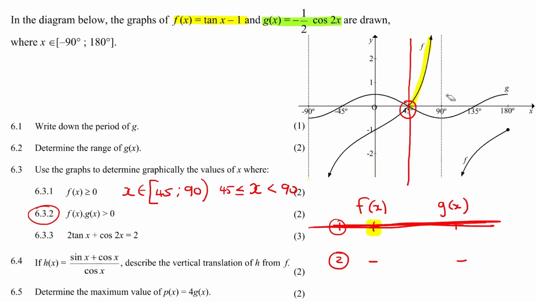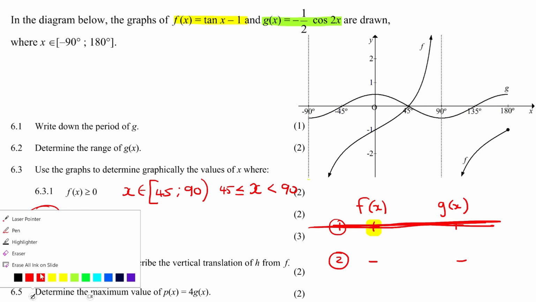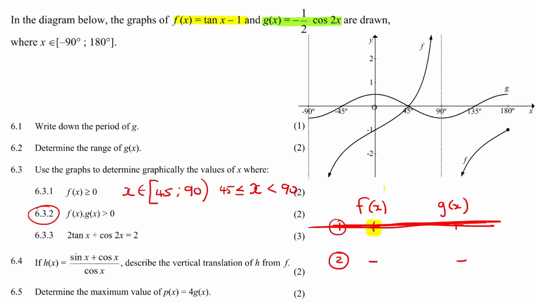Next, we're now going to go look at scenario number 2. In scenario 2, graph f is negative. So the tan graph is negative, so that's there and there.